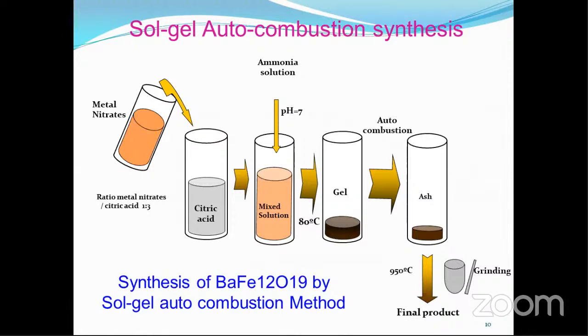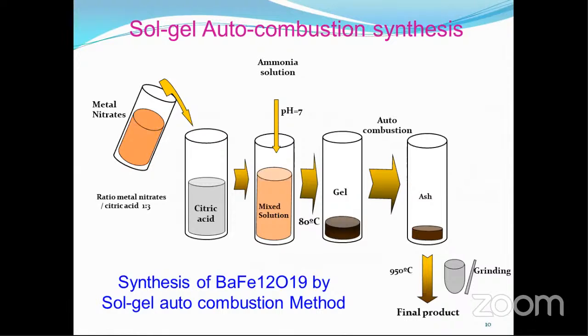Then the metal nitrate to citric acid ratio was taken as 1:3. Then the mixed solution was stirred continuously on a magnetic stirrer while adding anhydrous ammonia solution drop by drop to adjust the pH value to 7. Then the sol was heated on a hot plate at 80 degrees centigrade for 5 hours with constant stirring to form a gel.